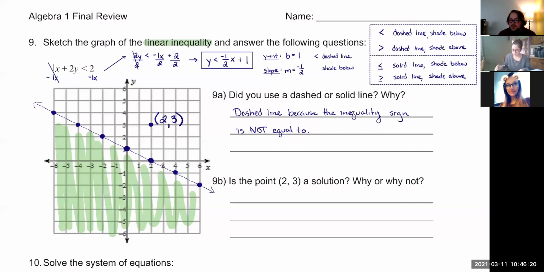So the question is whether or not it is a solution. What do you guys think? No. Why not? It's not in the shaded region. So we would say no. The point is not a solution because it's not in the shaded region.